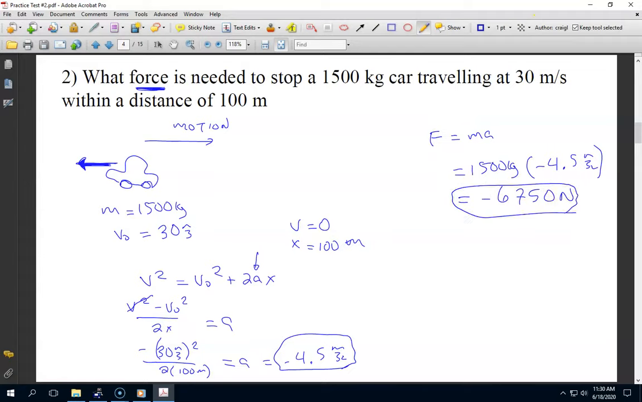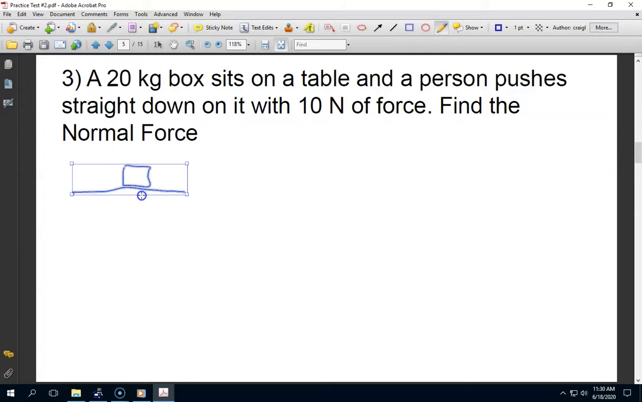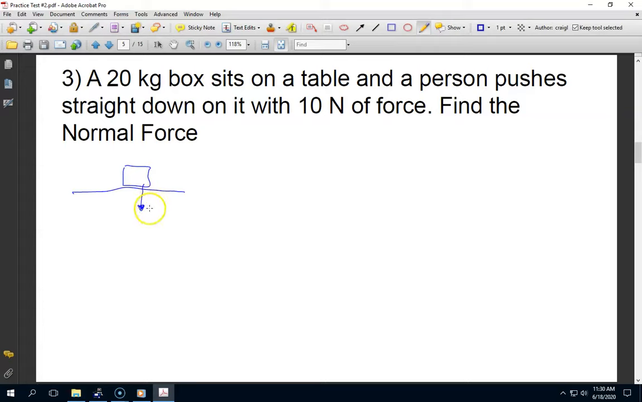So that's nice. Right here I've got a 20 kilogram box sitting on a table. Let me go ahead and draw that much here because I need to see this. I need the picture of the object and all the forces on it. It says a person is pushing down on it. I'm going to put a downward arrow right here. Sometimes people like to draw that on top, and that's fine. But this is the person. I'm going to just call that P for person right there. And that's 10 newtons of force.